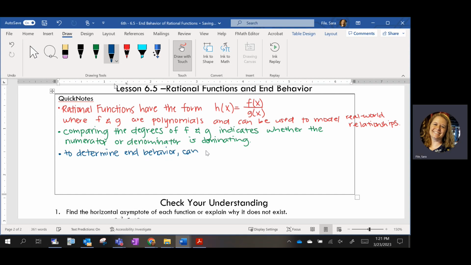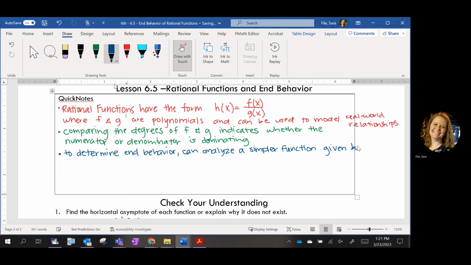you can analyze a simpler function given by the ratio of the leading terms of f and g.